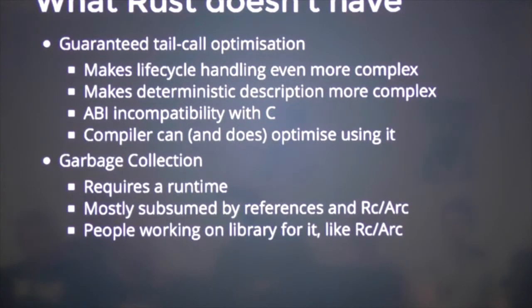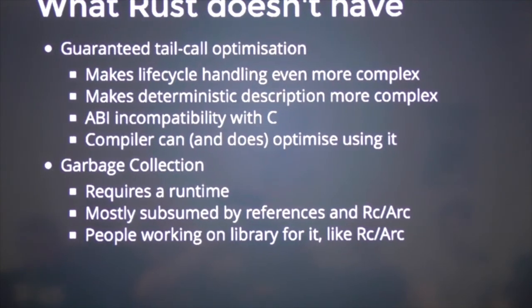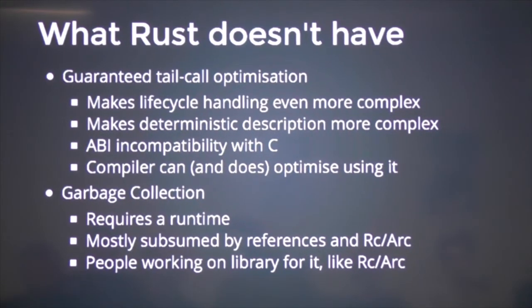A few things that Rust doesn't have. It does not have guaranteed tail-call optimization. There are two reasons for this. The lifetime handling becomes very, very complicated when you're doing tail calls. For example, if you borrow data from someone, but then you have a tail call, when does that get released?